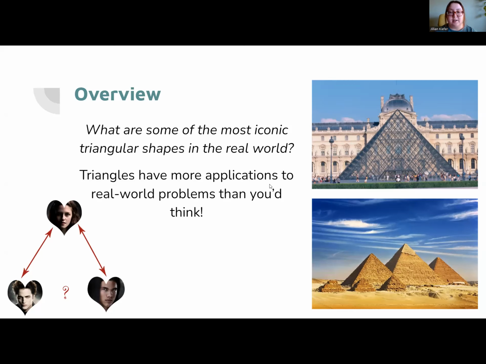Some very famous triangles and big things, like the Louvre in Paris. I don't know if I said that right. Then we also have the pyramids. These are triangular shapes. They are pyramid shapes, so they do have a square bottom, but they are triangular on all sides. Another famous triangle is the Twilight Love Triangle.